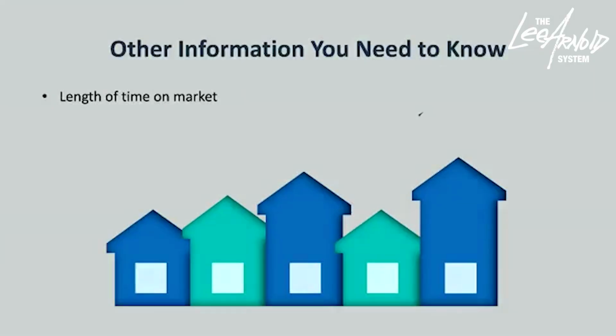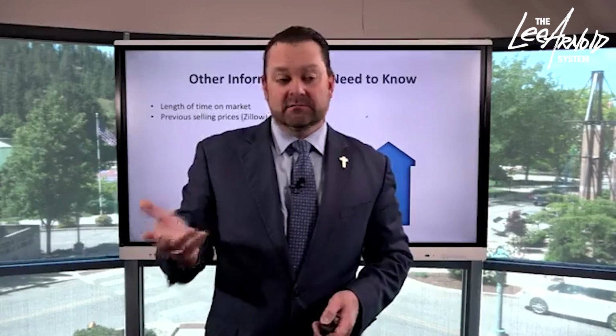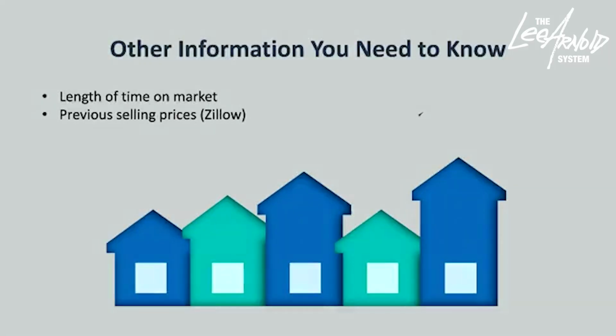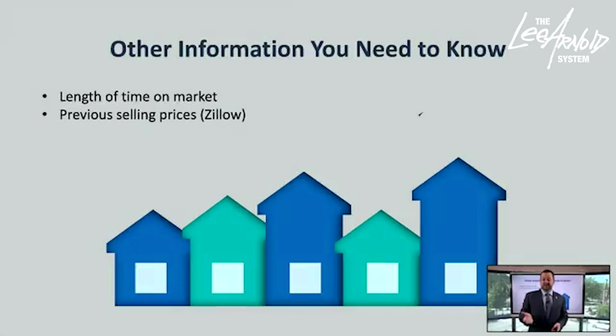Okay, now some other information we're gonna need to know. What is the length of time on market? Okay, so as we look at $300,000 properties in whatever neighborhood it is you're buying, how much time is it going to take for this thing to sell? Also, what are the previous selling prices on Zillow of the comps that are there? How long did they take to sell? What was the dollar per square foot that they sold for? What were some of the amenities of the other properties?